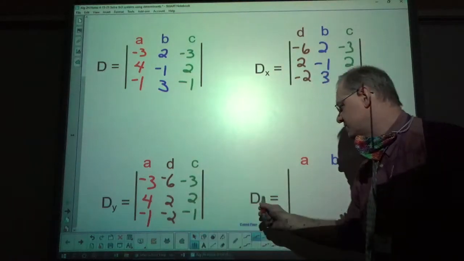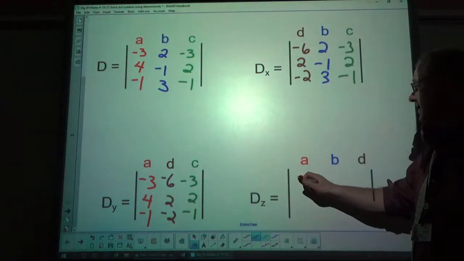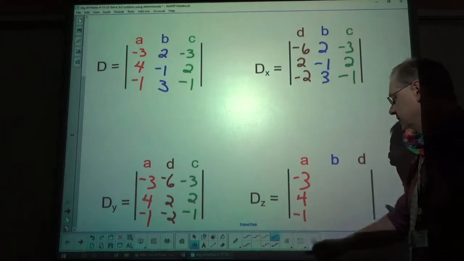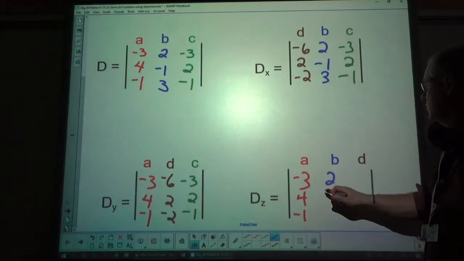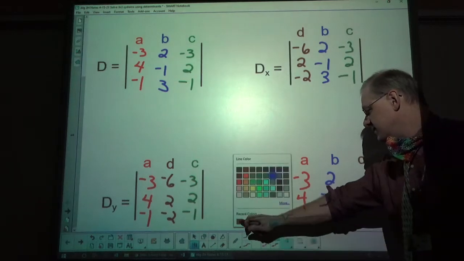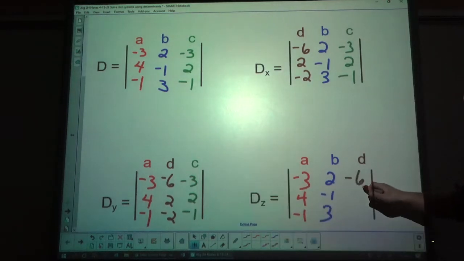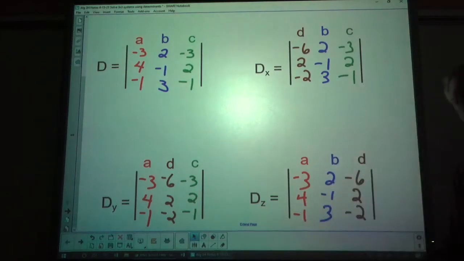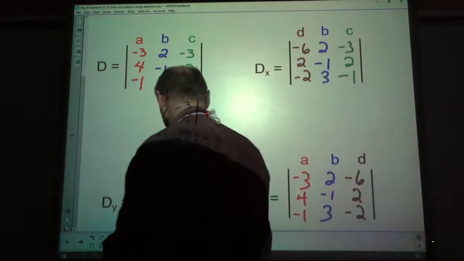Now we go over to D sub z. A, again, is -3, 4, -1. B is 2, -1, 3. And D is -6, 2, -2. Now I have my determinants set up. All I have left to do is solve each determinant and then find the variables. So here we go.